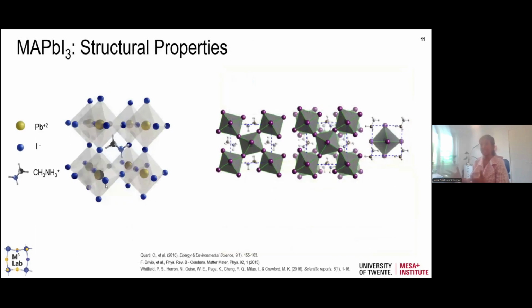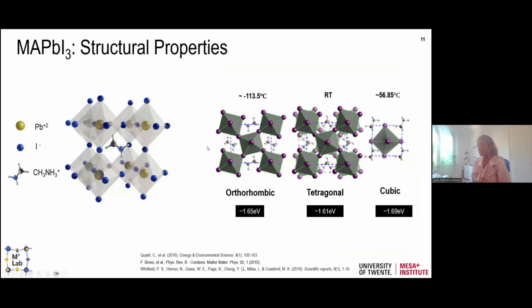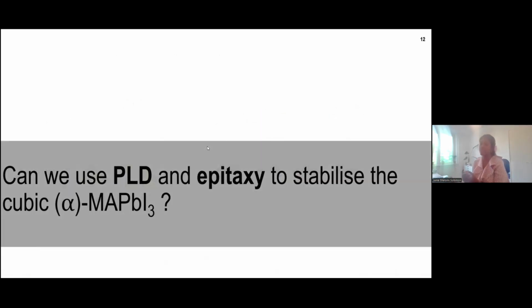But in this work, the case example that I have been working on is methylammonium lead iodide. So methylammonium lead iodide is a hybrid inorganic organic halide perovskite with the methylammonium inside the octahedral cage. The octahedral cage is built by the lead and the iodine. And we know that methylammonium lead iodide is able to exist in a high temperature cubic phase, a tetragonal phase at room temperature, and a low temperature orthorhombic phase. So the question we asked during the start of this research was, can we use pulse laser deposition and epitaxy to stabilize the high temperature cubic phase of MAPI at room temperature?